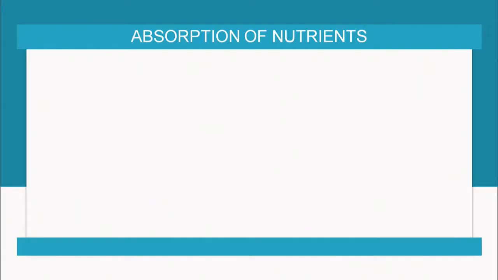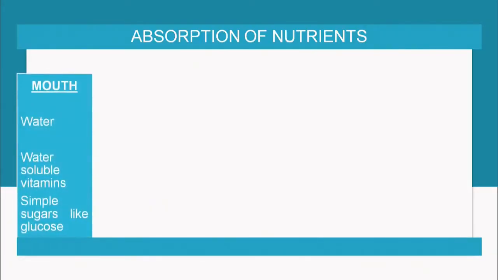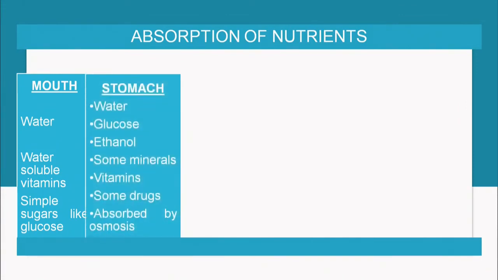Now, we are through with the ingestion as well as the digestion. Now we'll move on to the third step, that is the absorption of nutrients. The nutrients that are absorbed in the mouth are the water soluble vitamins and simple sugars like glucose. In the stomach, water is absorbed, glucose is absorbed, ethanol, some minerals, vitamins, and some drugs are absorbed, and the process of absorption is by osmosis, that is from a region of high concentration to a lower concentration.